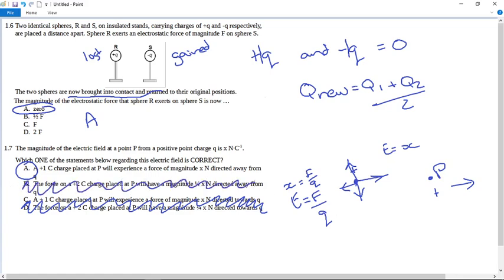It helps with this one if you know your definition of what is an electrical field at a point. An electrical field at a point talks about what would happen to a 1 coulomb charge placed at that point, and a 1 coulomb positive charge.